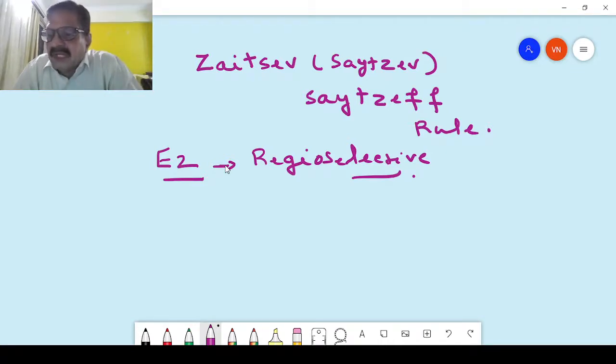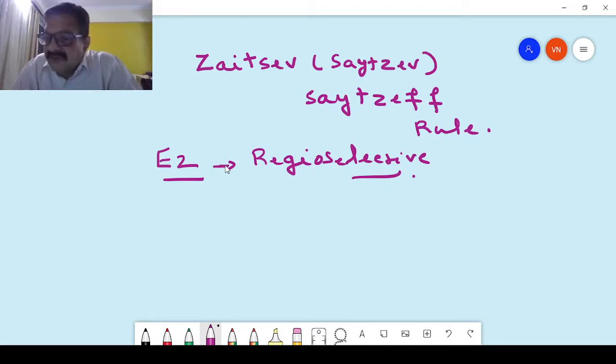It can yield predominantly, or we can say exclusively, only one constitutional isomer. A mixture of isomers is possible, but when it is, there will be predominantly or exclusively only one product. That is why the E2 reaction is known as regioselective, because the more substituted alkene predominates. That is our Zaitsev rule.